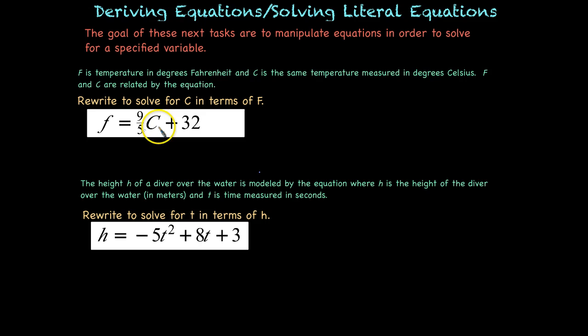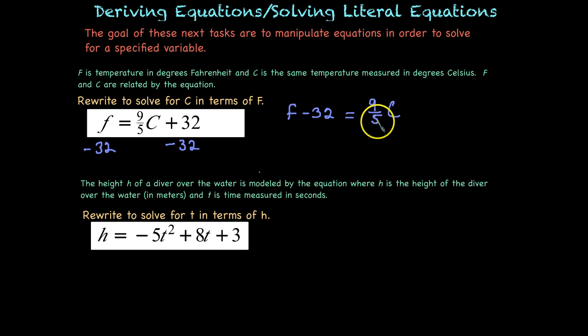Rather than plugging in and constantly having to go through a long process, we can just rewrite this. First step in rewriting is to isolate C. So we need to move the 32 to the other side. And that would give us F minus 32, which is equal to 9 over 5 C. Now for our second step to isolate C, we need to remove the 9/5.